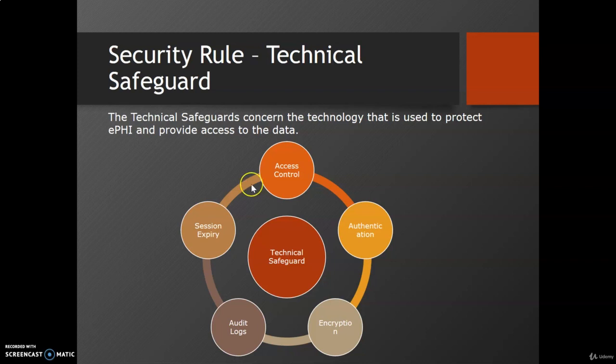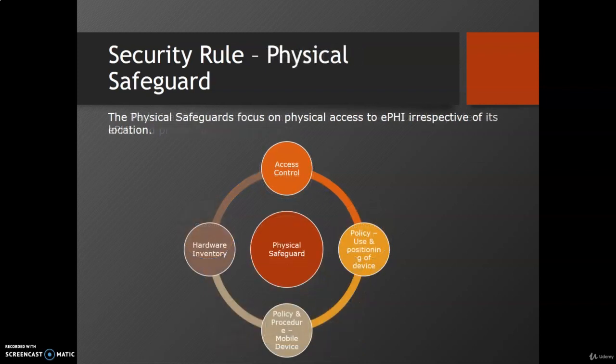So this is the technical safeguard, where we are talking about the technology that can protect the ePHI. Next we are talking about the physical safeguard. The physical safeguard focuses on physical access to the ePHI data irrespective of its location. Let's suppose it is a cloud, so we are taking cloud infrastructure. We need to protect it.